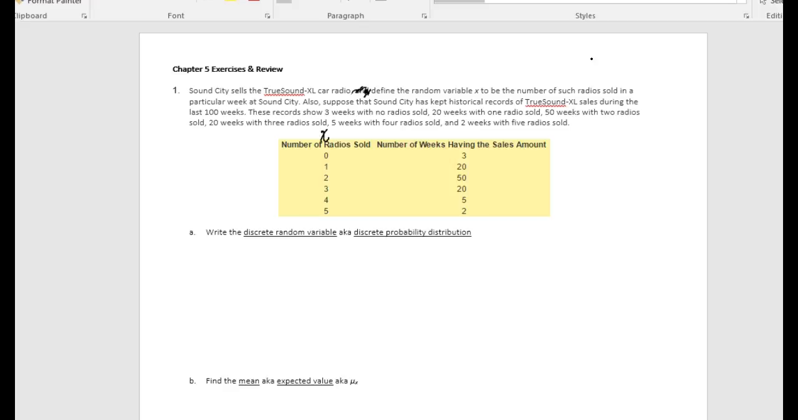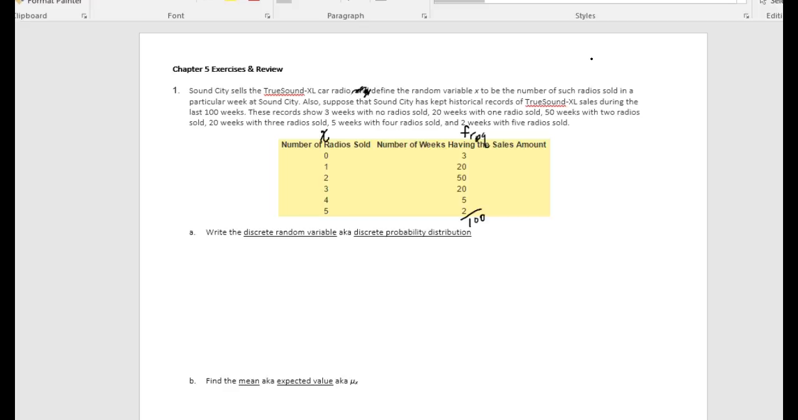Also, suppose that Sound City has kept historical records of True Sound XL sales during the last 100 weeks. These records show 3 weeks with no radios sold, 20 weeks with 1 radio sold, 50 weeks with 2 radios sold, 20 weeks with 3 radios sold, 5 weeks with 4 radios sold, and 2 weeks with 5 radios sold. Okay, so x denotes the number of radios sold, and then this column right here, the number of weeks having that sales amount, denotes the frequency. Okay, so if we add all these up, we can see that this equals 100. So that's going to account for the 100 weeks that they're talking about.